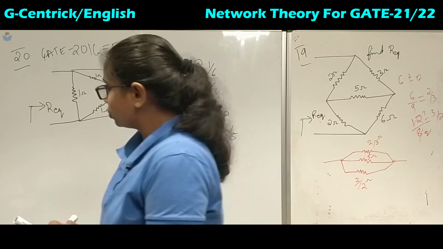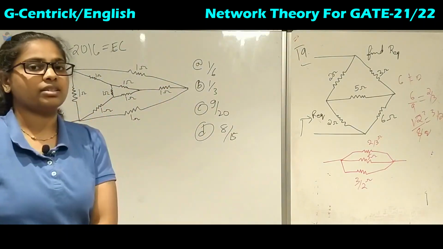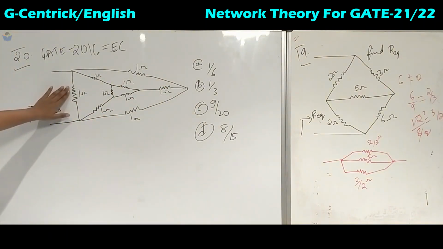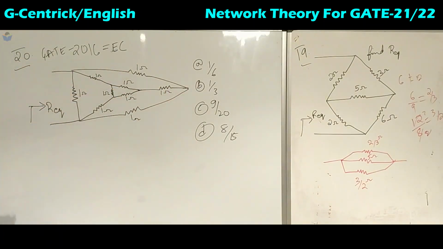Coming to this 20th question, GATE 2016, it is asked in the EC branch. So value of all the resistors are same. Okay, so here also it's 1 ohm, 1 ohm, 1 ohm, everywhere it's 1 ohm. So the value of the resistor is same.